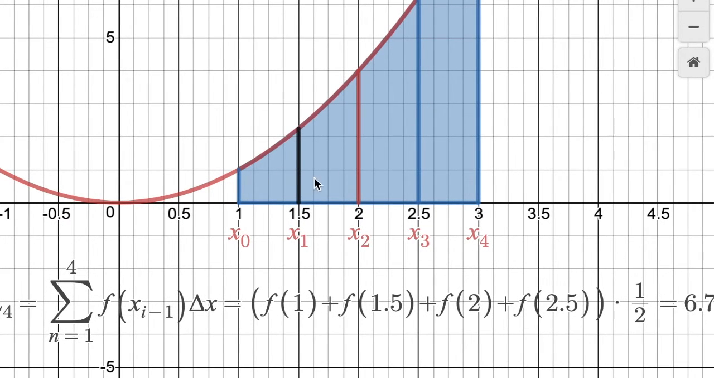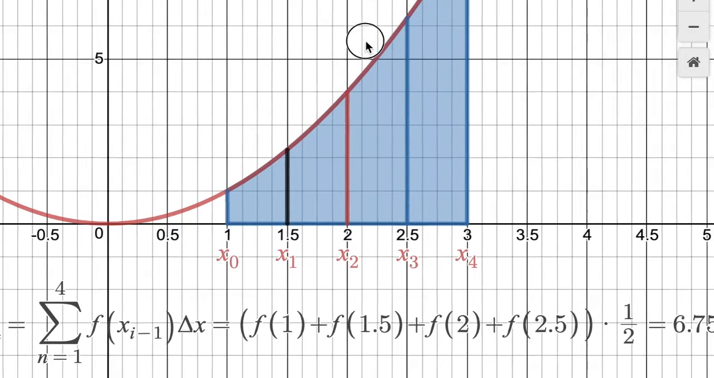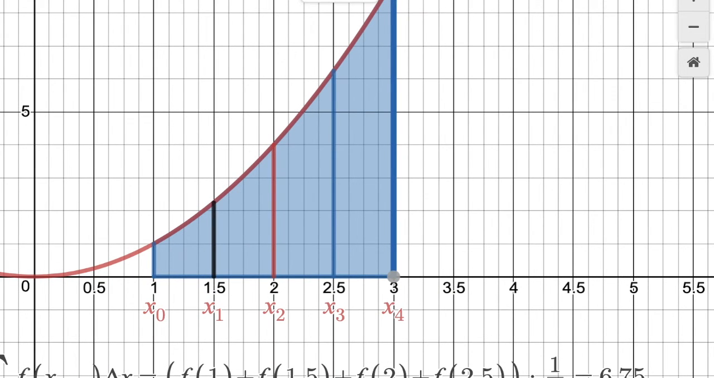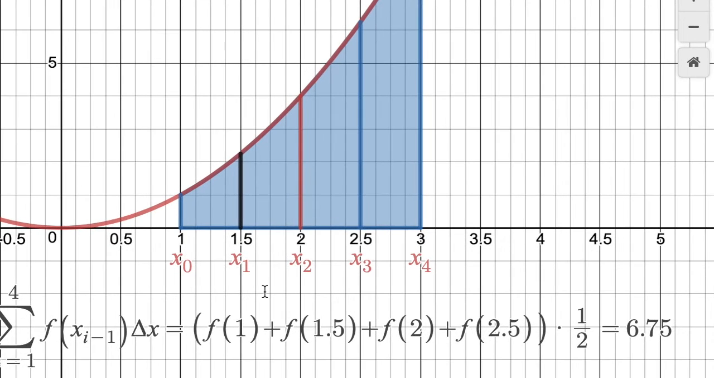So when I use my right endpoint, here's my first rectangle, that means I'm going to use this height as my rectangle. So this is going to be my upper sum, because if I draw this line parallel over here, I'm definitely going to have more area than is necessary. And then I'm also going to have this one. So this first rectangle will be 2.25 times a half. This next one will be 4 times a half. This next one will be 6.25 times a half. And this last one will be up here at 9 times a half. So essentially what happens is I swap out this f of 1 for f of 3.